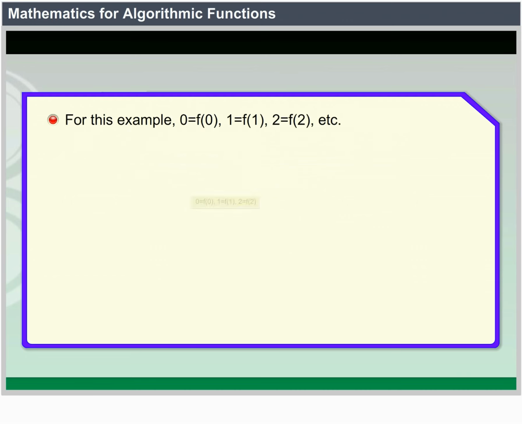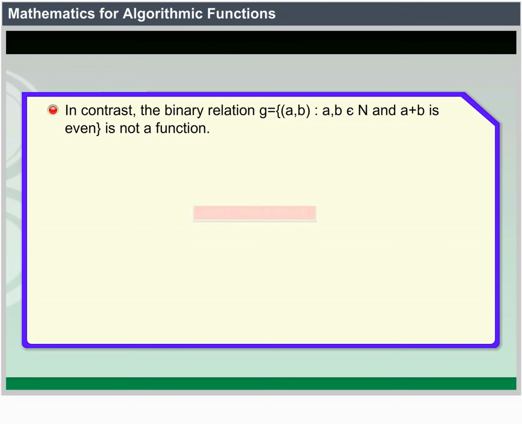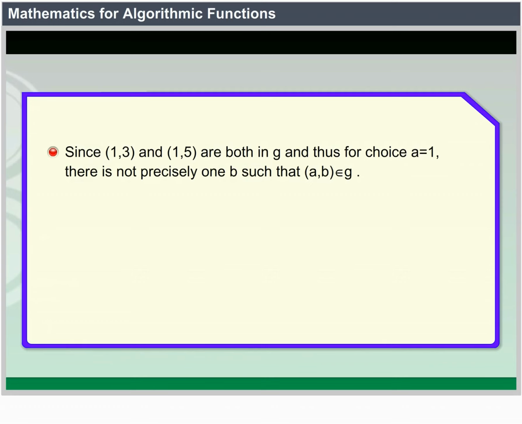For this example, 0 is equal to f of 0, 1 is equal to f of 1, 0 is equal to f of 2, etc. In contrast, the binary relation G equal to the set of (a, b) such that (a, b) belongs to N and a plus b is even, is not a function. Since (1, 3) and (1, 5) are both in G, and thus for the choice a equal to 1, there is not precisely one b such that (a, b) belongs to G.